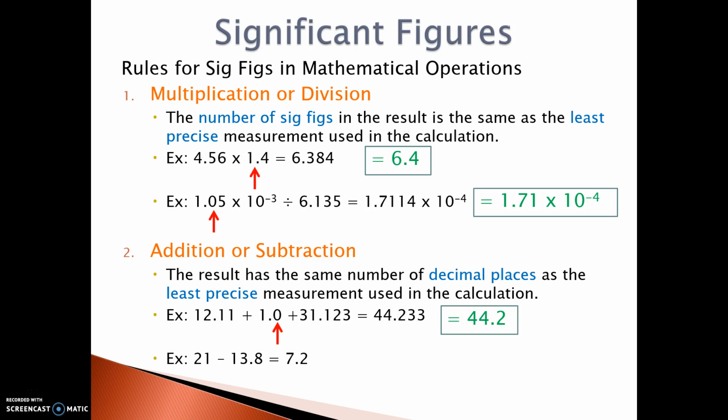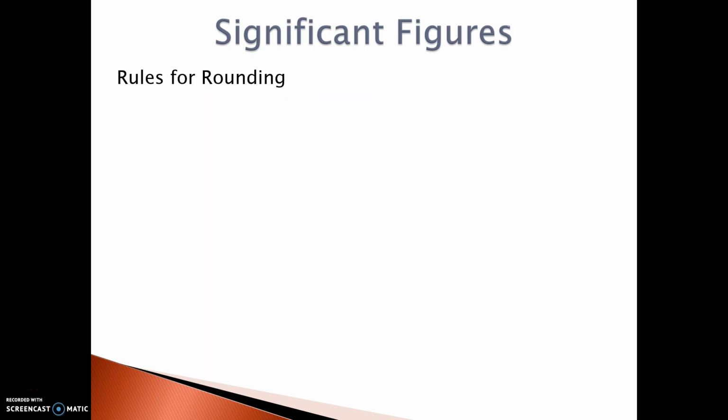A subtraction example, 21 minus 13.8 will give us 7.2 on our calculator. The first measurement is only measured to the ones place, and that limits our final answer. So we must round to the ones place, which would be an answer of 7. So note that for multiplication and division, we count the number of sig figs, and for addition and subtraction, we look at the number of decimal places.